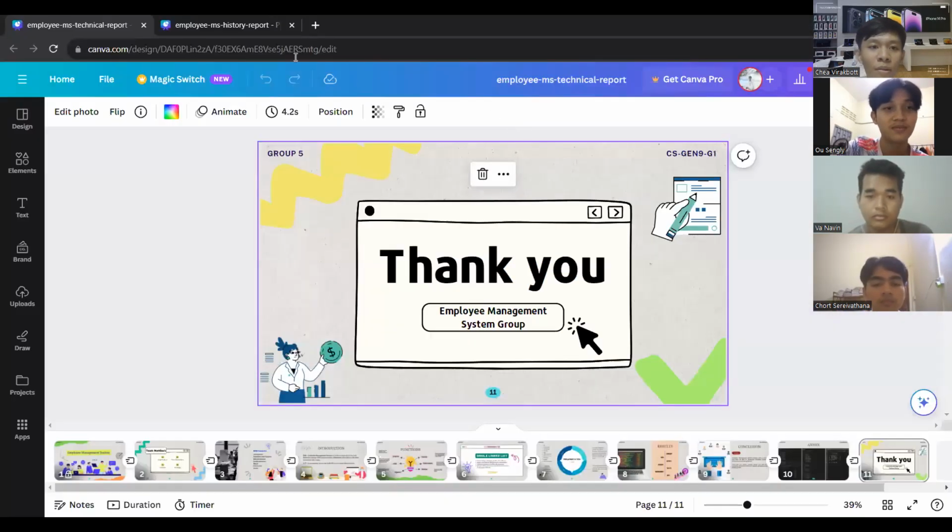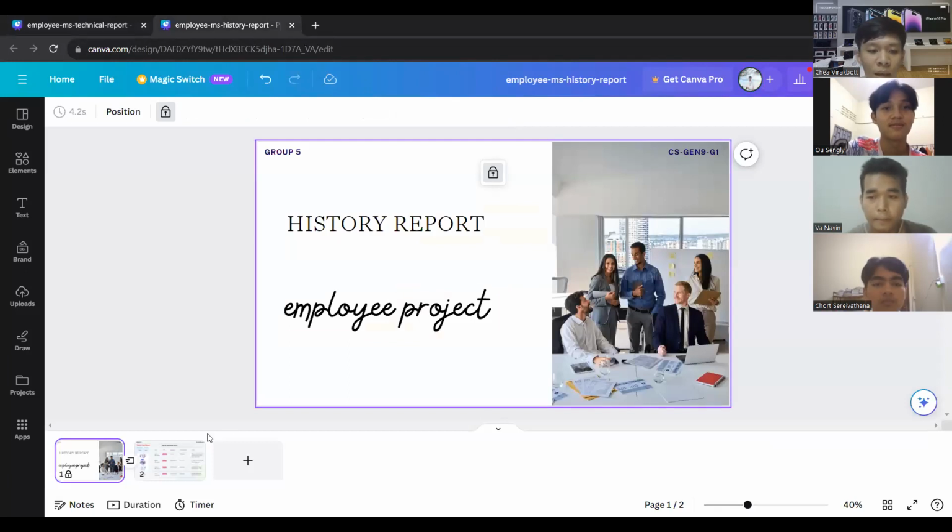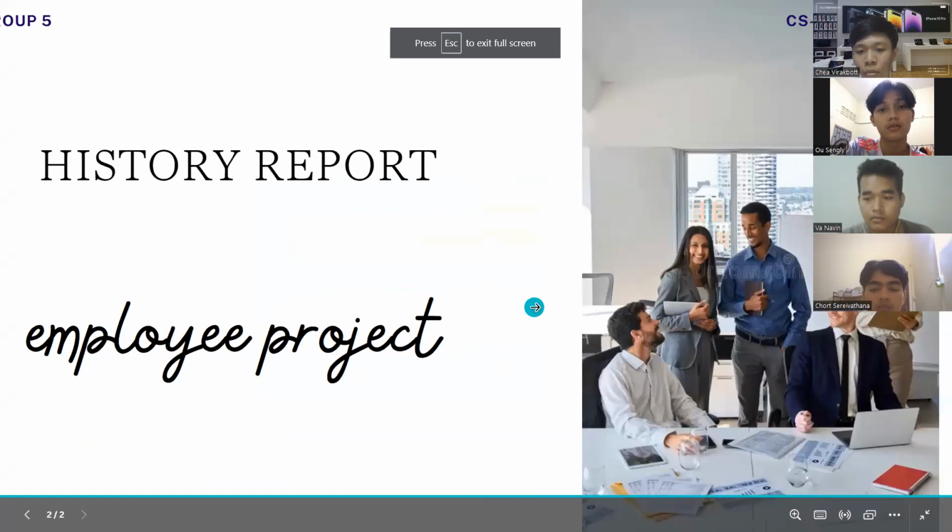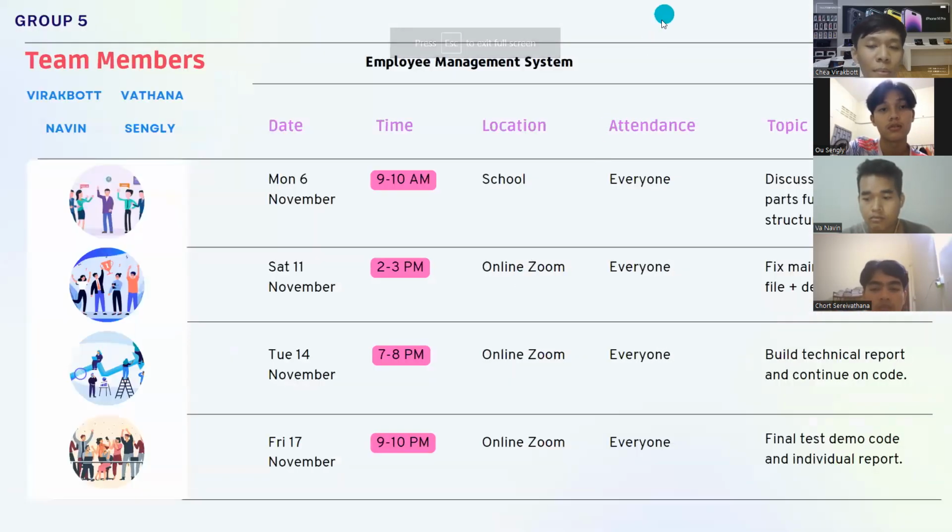So we move on to our history report, where we talk about how many times we met and what topics we discussed previously. Here is our history report. We met 4 times to make discussions, and here are our dates and times.